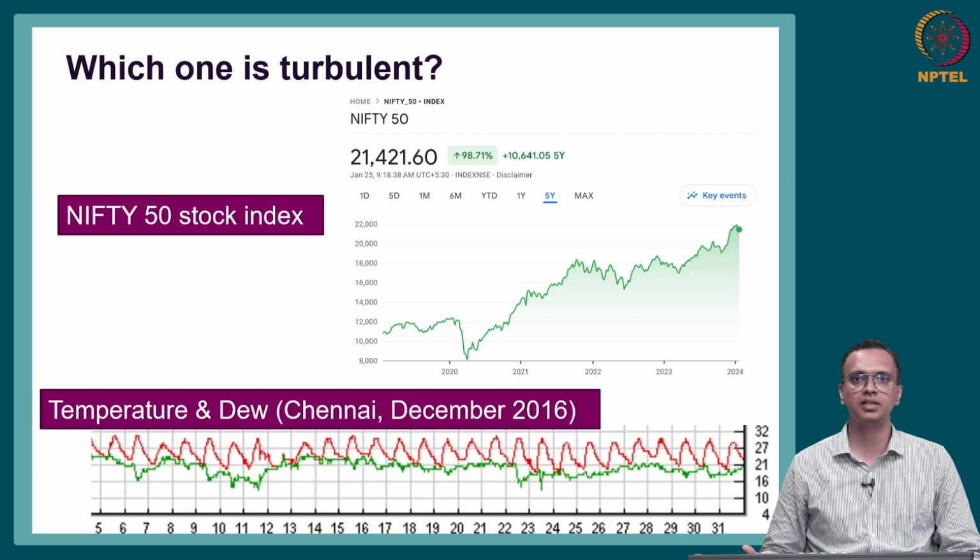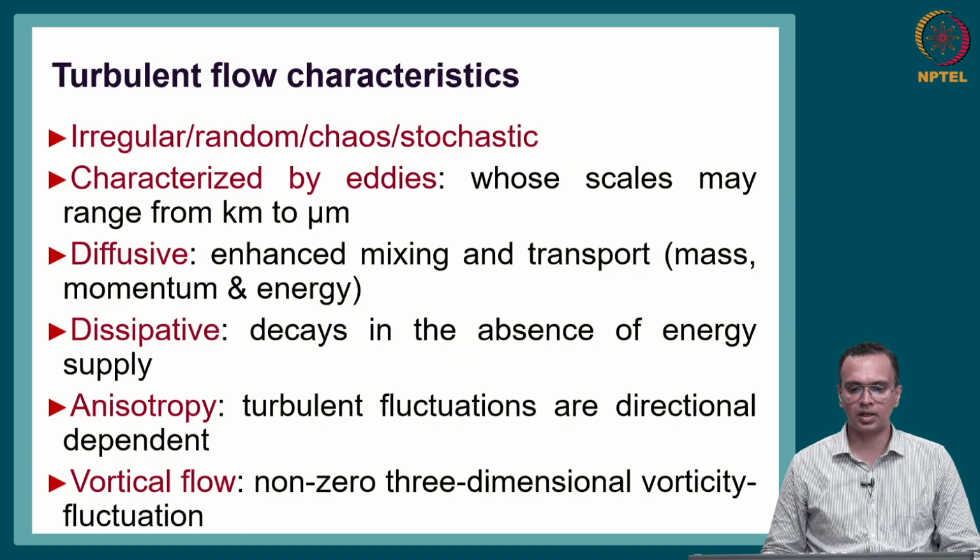What this is showing is that the top graph is actually coming from a stock index. It shows you, over many years, the stock market oscillation of an index. And the bottom graph shows you the temperature and dew point data in a city over a month period. Obviously, both of them look turbulent, but only the bottom graph is associated with turbulent flow. Okay, so since I said not all turbulent-looking signals should be associated with turbulence, what is turbulence? How do we define a turbulent flow?